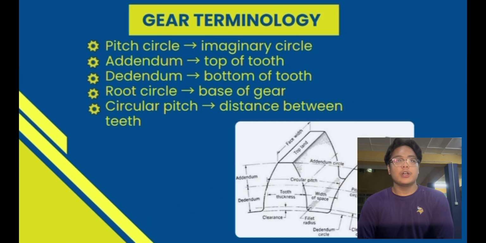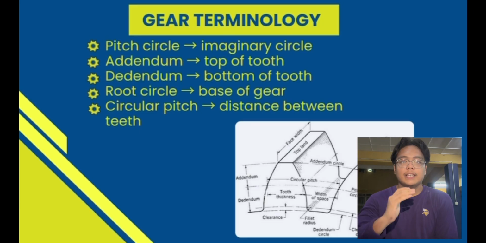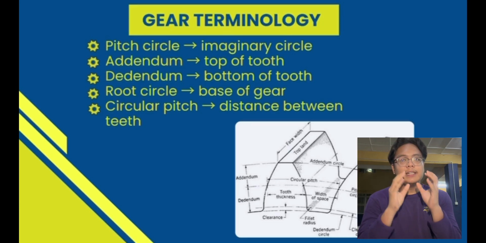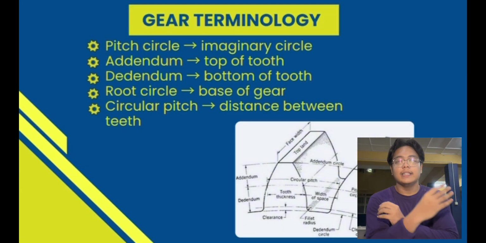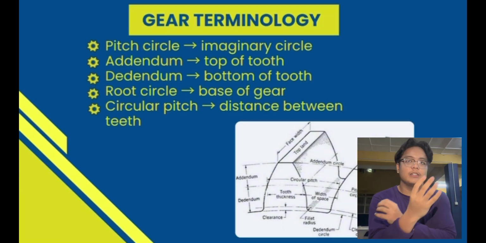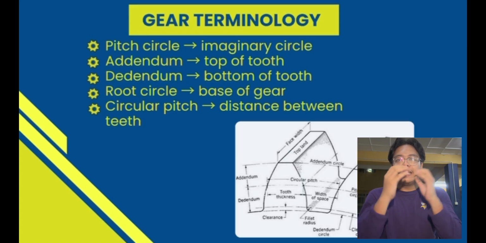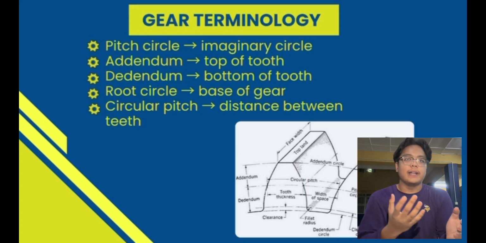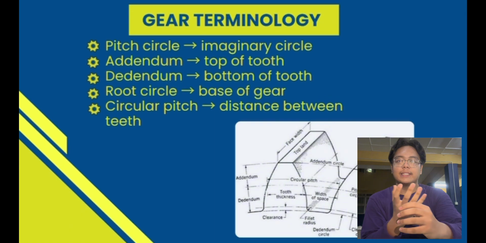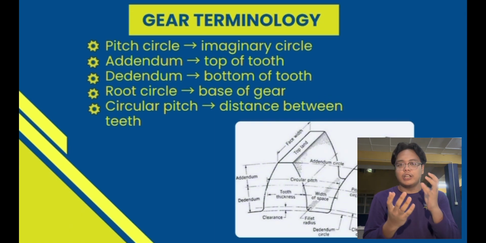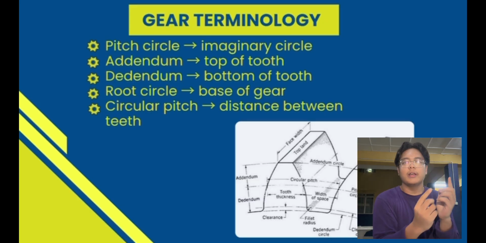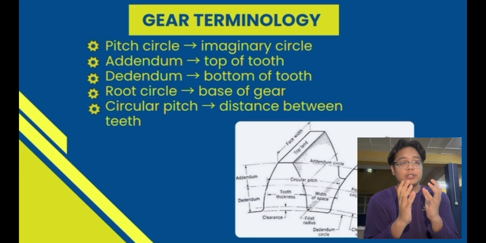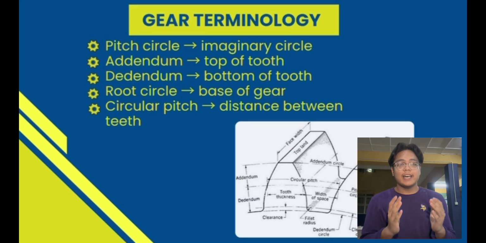Now, on slide 7, we got gear terminology. I will explain some basic gear terminology. The pitch circle is an imaginary circle where the gears make contact. Then, addendum is the top part of the gear tooth, while dedendum is the bottom part. The root circle is the base of the gear, and circular pitch is the distance between one tooth and the next tooth. These terms are important to understand how gears are designed and function.